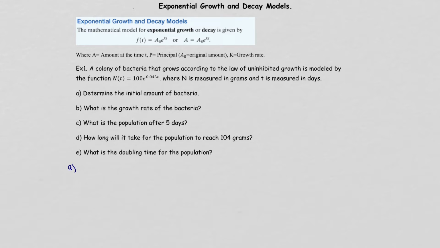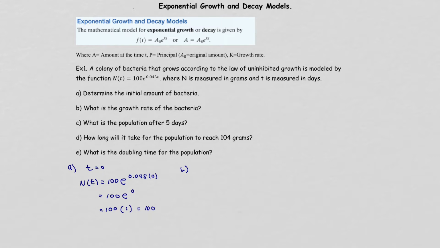A. The initial amount is going to be when t is equal to 0. So when we replace that, 100 times e to the 0.045 times 0. So that's going to have a 0 exponent. Any number times 0 will be 0. Any number to the 0 exponent equals 1, which is going to give you 100. So that's the initial amount, right? 100 grams.